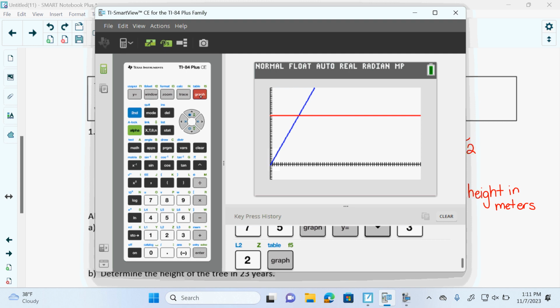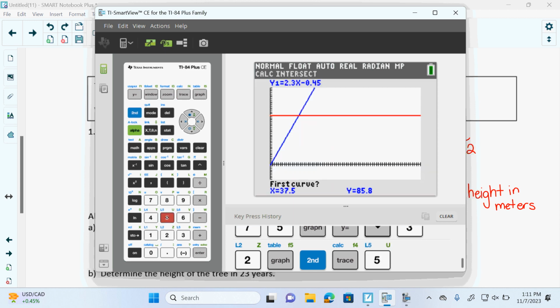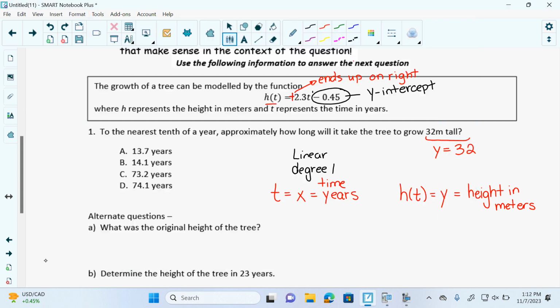Okay? So now we go second, trace, what? Which one do we pick? 5. Intersect. And then enter, enter, enter. And where is it at? 14.1 what? Meters. Years. Years. Because it's x.